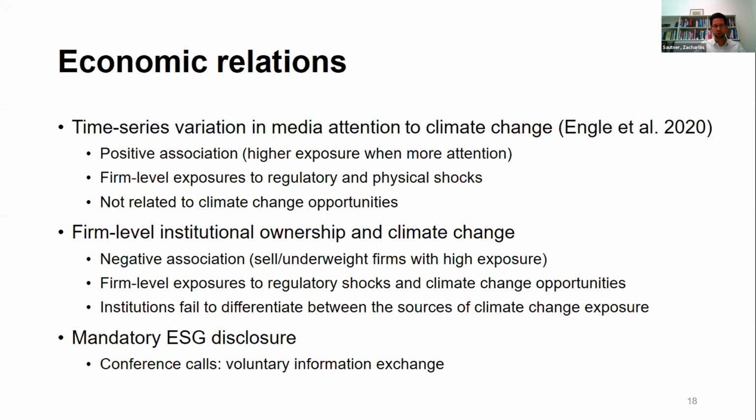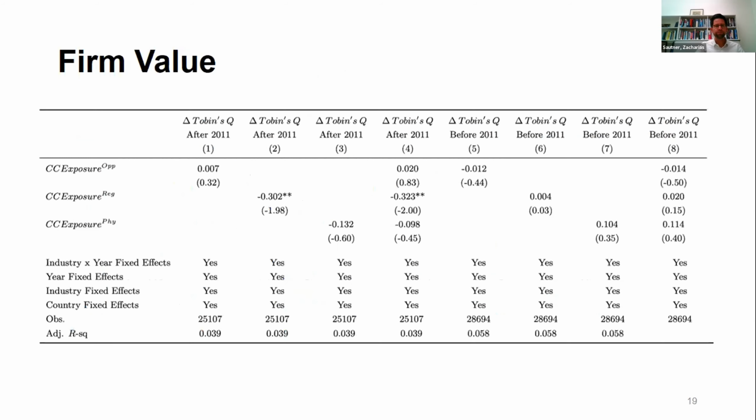Now we find this negative relationship across all the measures, which indicates that institutions do fail to some degree to differentiate between the different sources of climate change exposure. We also look at the role of mandatory ESG disclosure across countries and actually find a non-result there, which is sensible because you don't want ESG disclosure to unduly affect our measure of voluntary information exchange at these conference calls, and that's exactly what we find. So there doesn't seem to be an effect of ESG disclosure.